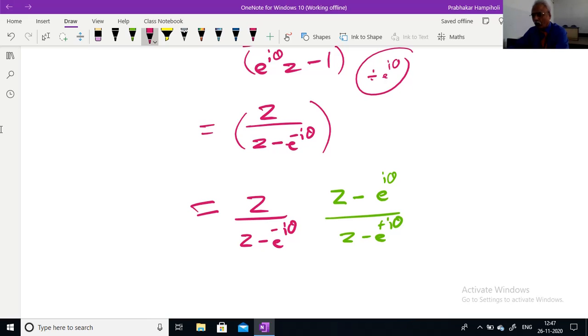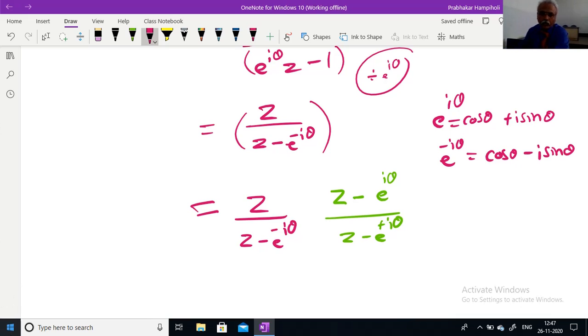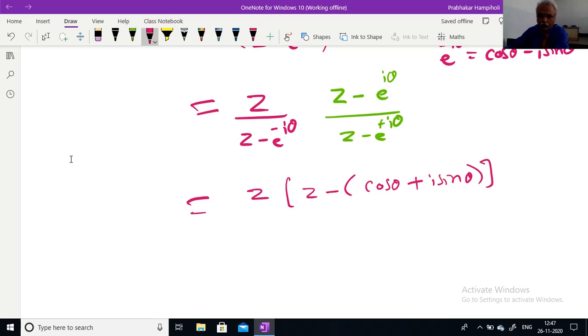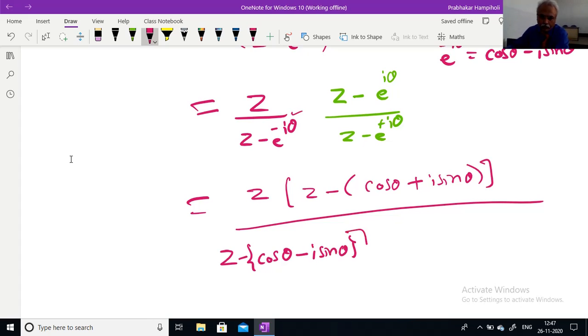Now we are in need of cos and sine. We know that e raised to i theta is cos plus i sine, and e raised to minus i theta is cos minus i sine. So why should you not use it now? Denominator and numerator, if I write z into z minus into bracket cos plus sine, denominator carefully, z minus into bracket cos minus sine, because of this I am writing cos minus sine. This if I write z minus into bracket, because it is e raised to plus i theta, cos plus sine, cos plus cos plus sine.